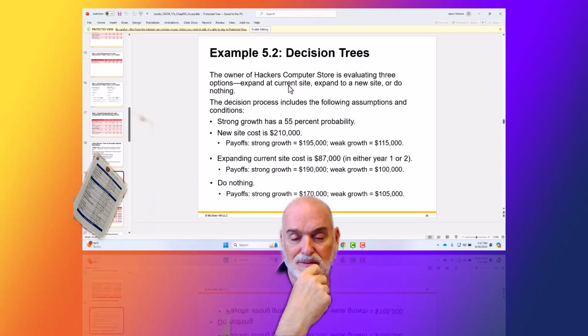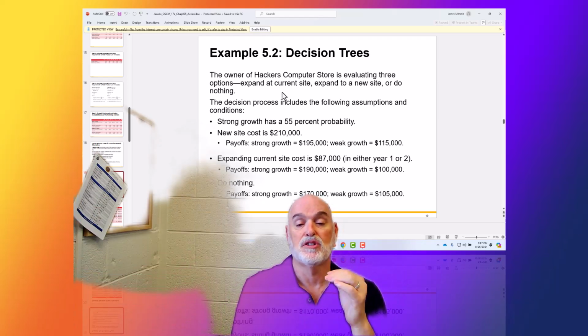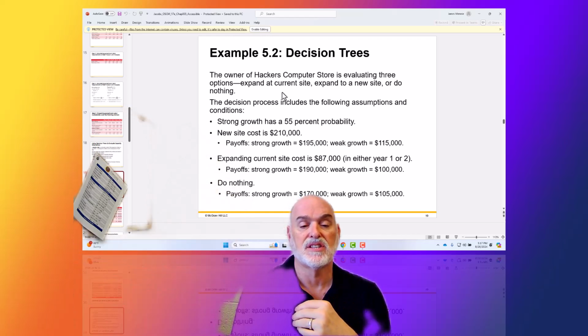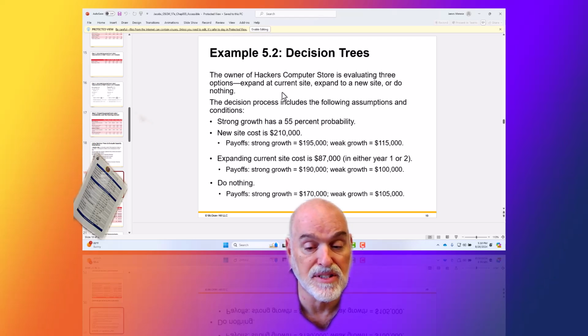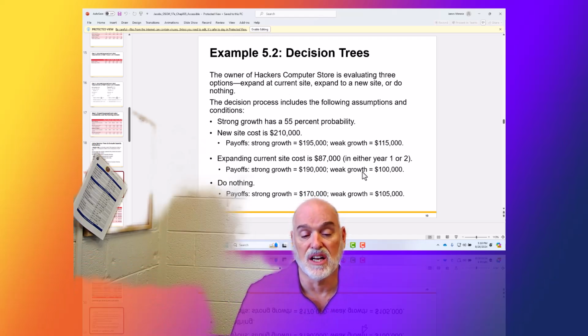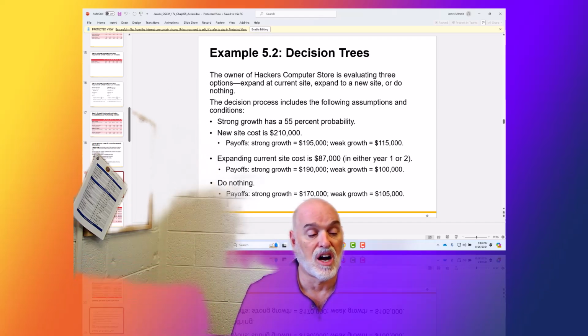Hackers Computer Store, evaluating 3 options: expand at current site, expand to a new site, or do nothing. The decision process includes the following assumptions and conditions. Strong growth has a 55% probability. New site is 210K. Payoff, strong growth, 195,000. Weak growth, 115,000. Expanding current site is 87,000 in either year 1 or 2. And the payoffs are strong, 190,000, and the weak growth is 100,000. Do nothing, strong growth, 170,000, weak growth, 105.